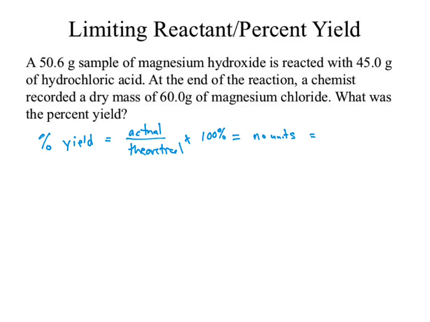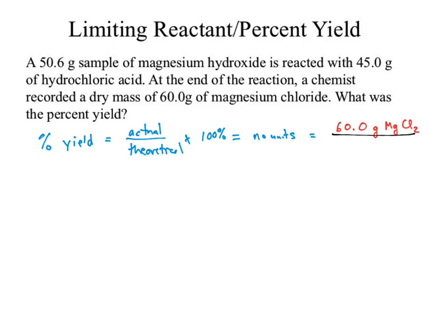We are told in the question what the actual yield is. It says at the end of the reaction, a chemist recorded that mass. So at the end, I have a product, 60 grams of magnesium chloride. Here's the first case where we could potentially enter something that we need to identify. Is that a proper formula? No. Magnesium's a +2, chloride's a -1. That needs to be MgCl2. This needs to be divided by our theoretical yield.